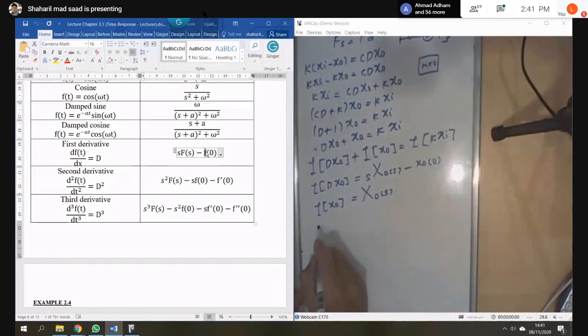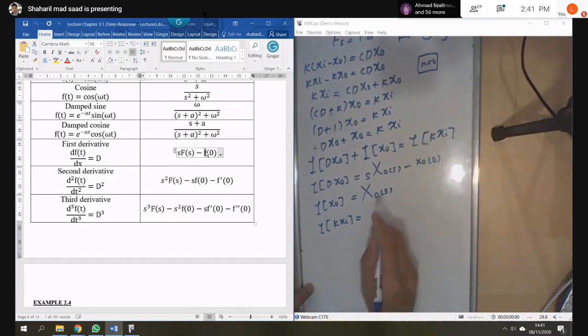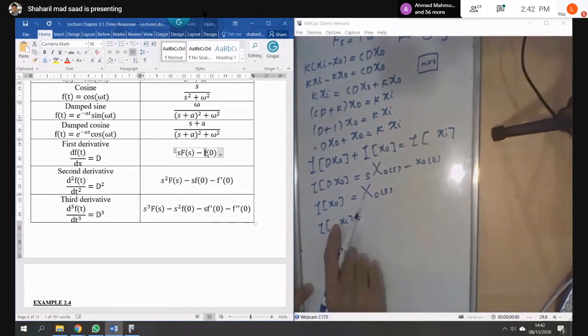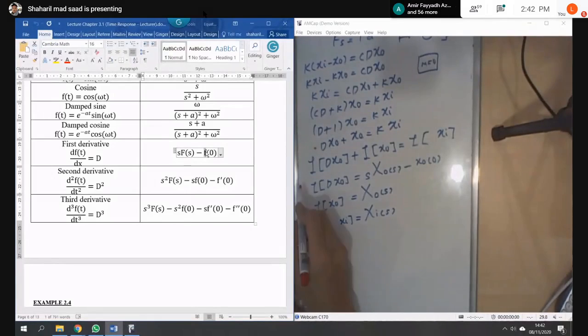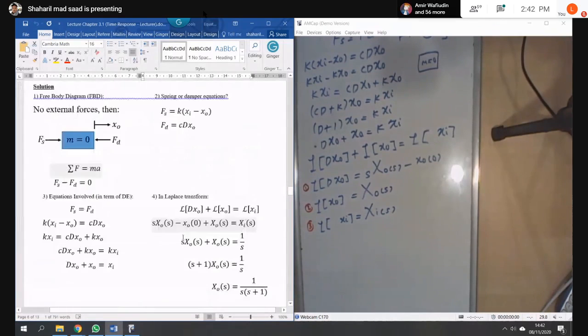Then you Laplace this one, K xi. Here, oh, K is already equal to 1. Then you get Xi of s. Do them separately, 1, 2, and 3.